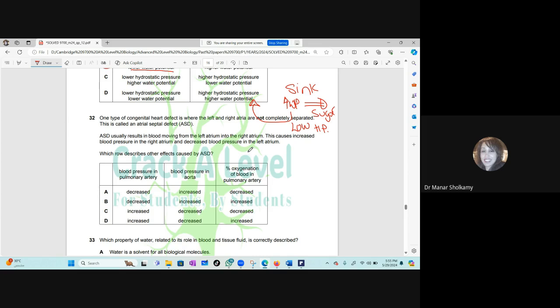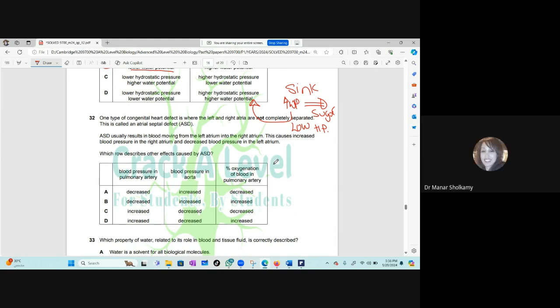Now, think about it. Think about this question. Okay. So the blood pressure in the pulmonary artery will increase, I think. Yes, you're right. So the blood's gonna mix, the oxygenated and the deoxygenated blood is gonna mix. So the percentage oxygenation will decrease, I think. No. No? Look.